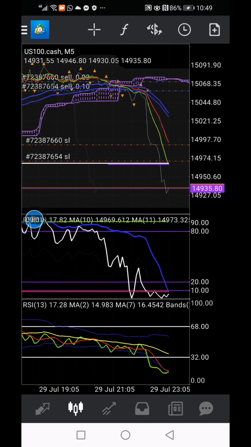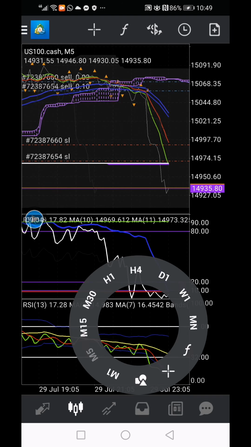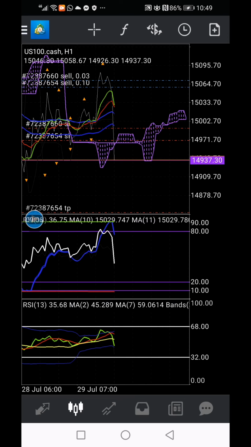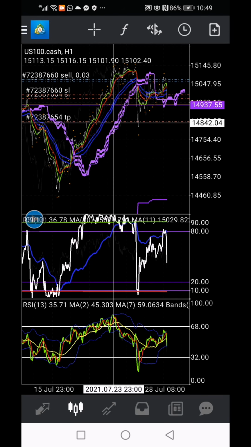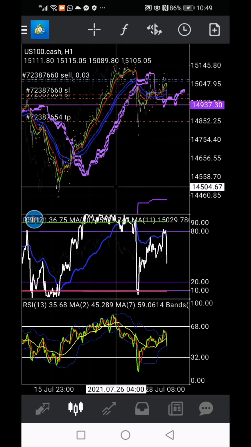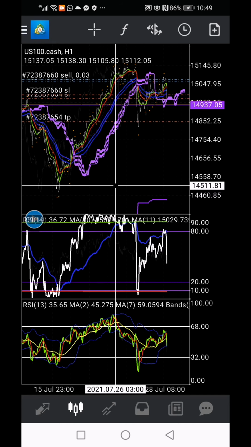But I love this entry. Look at this entry, and look at my potential take profits on 1 hour. Look at my TP. This is my TP. Actually, it should still get here. It should get here. 14, 5, 12.